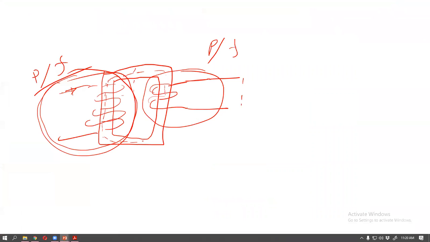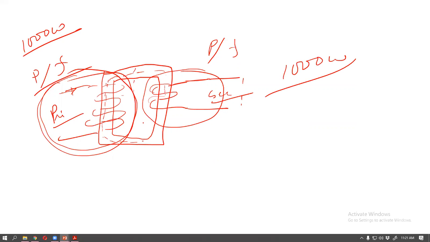From this circuit to this circuit, the same power and frequency are transferred. Suppose this is the primary section and this is the secondary section. The primary section has power 1000 watts, so the secondary section must also have power 1000 watts. And suppose the frequency is 50 hertz.